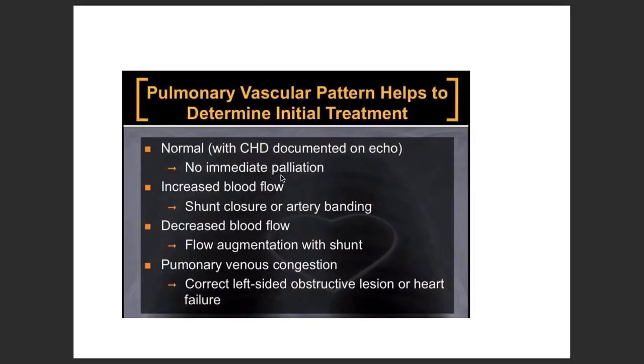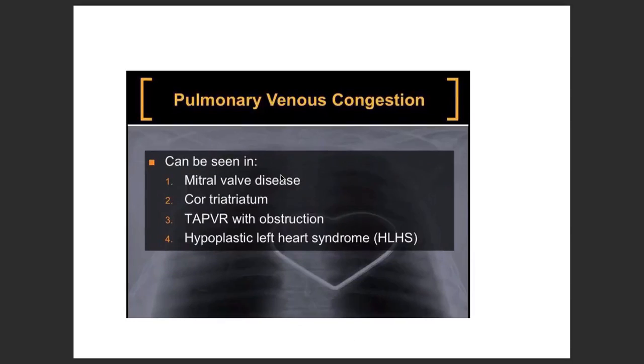Why is it? Because if it is normal, and there is an associated congenital heart disease on echo, no immediate palliation is needed. However, if there is increased blood flow, shunt closure or, of course, artery banding may be needed. However, if there is decreased blood flow, then flow augmentation with a shunt should be done. And if there is pulmonary venous congestion, then you should correct the left-sided obstructive lesion or heart failure, in fact.